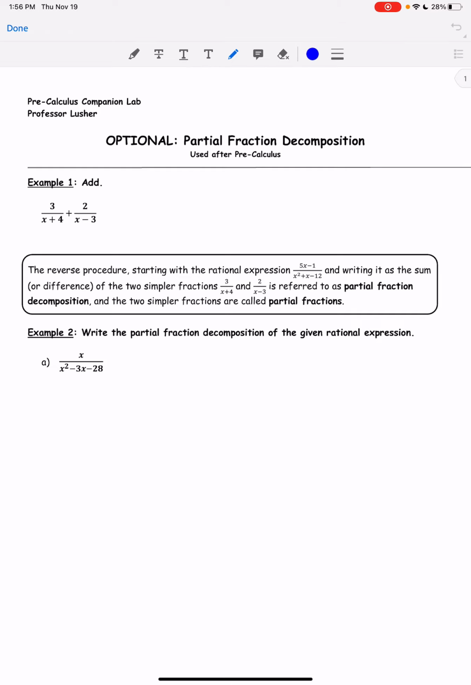So, example 1 says to add. So we're going to add these two rational expressions together. The easiest way to do that is to cross multiply, and that will be on the top, and then to multiply the bottom and bring that over. Okay, and we're going to be doing that quite a bit as we go through this lesson, and that's just kind of the easiest way to do it. So we're going to do these two together.